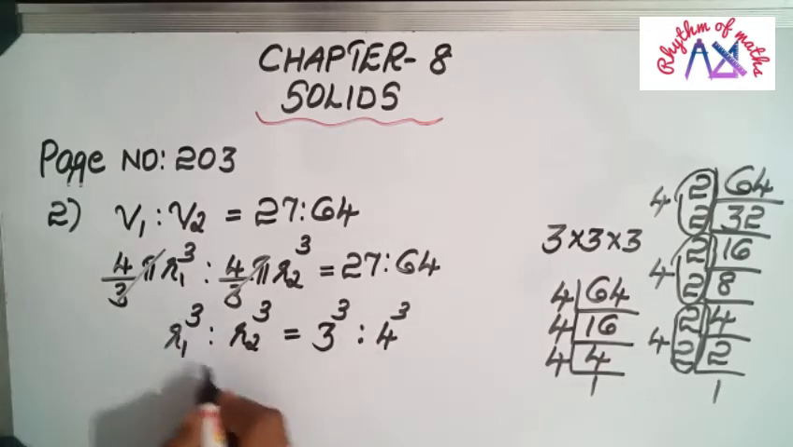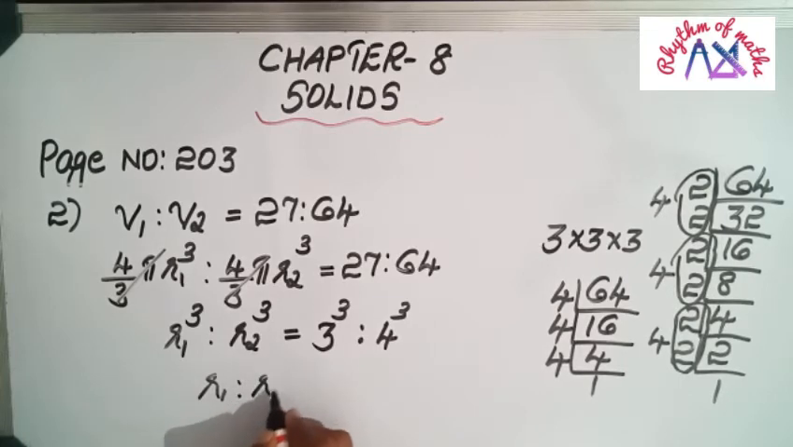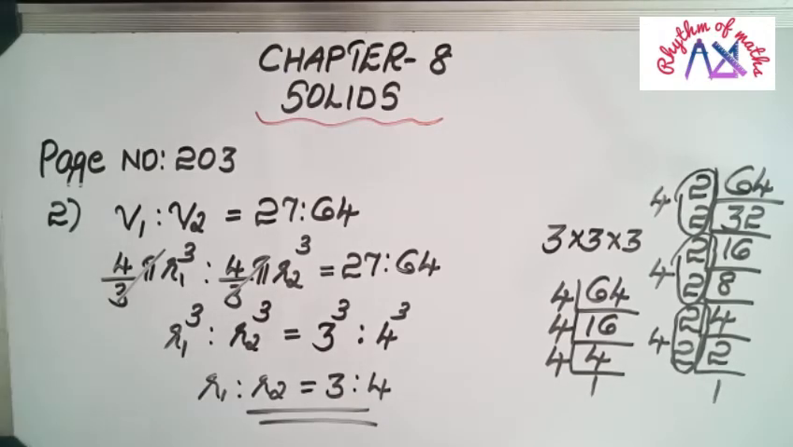Now here r1 cube and r2 cube is this one. Then r1 is to r2 will be what? r1 is to r2 will be 3 is to 4. So this is the first part. What is the ratio of their radii? That is r1 is to r2 is 3 is to 4, which is the answer.